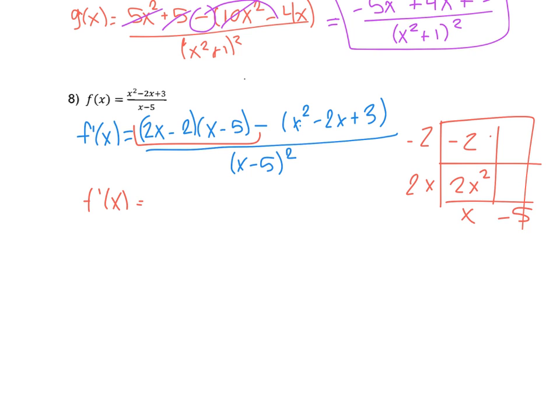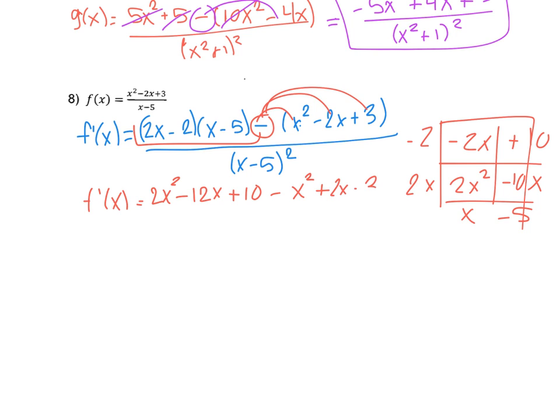So we'd get 2x squared minus 2x minus 10x plus 10. So 2x squared minus 12x plus 10 minus, now we're taking this and distributing it to all three terms. So that's going to be minus x squared plus 2x minus 3 all over x minus 5 squared. And then our final step here is just going to be combine like terms.